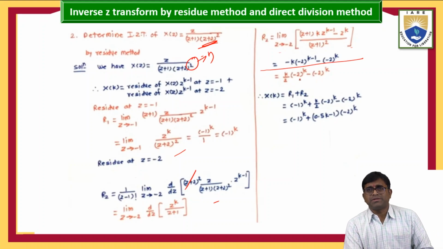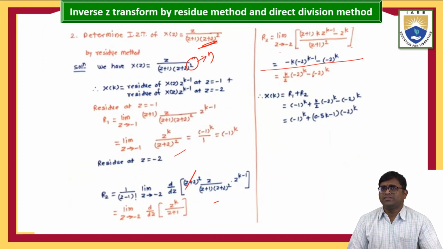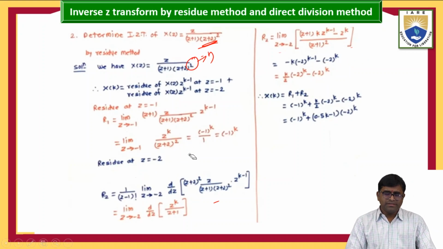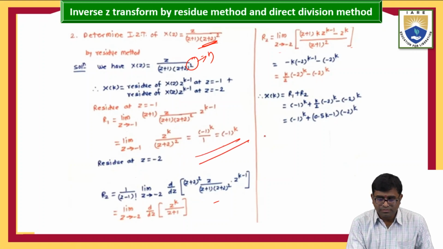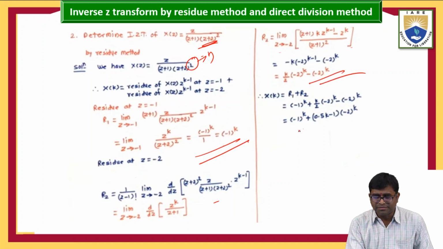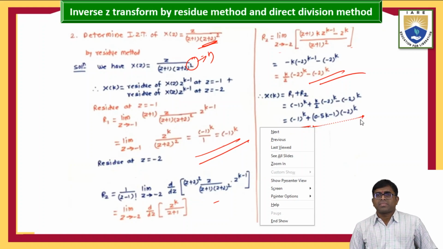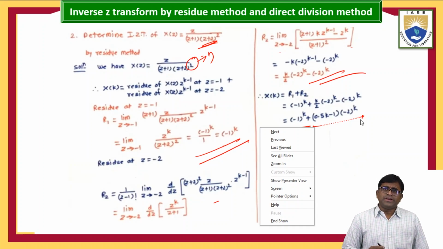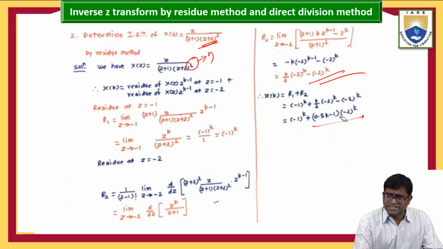After calculation, we get k by 4 equal to (-2)^k minus (k by 2)^(-k). If we add these two residues, residue 1 in the first case and residue 2 in the second case, this is the residue method for finding the inverse Z transform. If you want to cross-check with partial fractions, we also get the same answer.